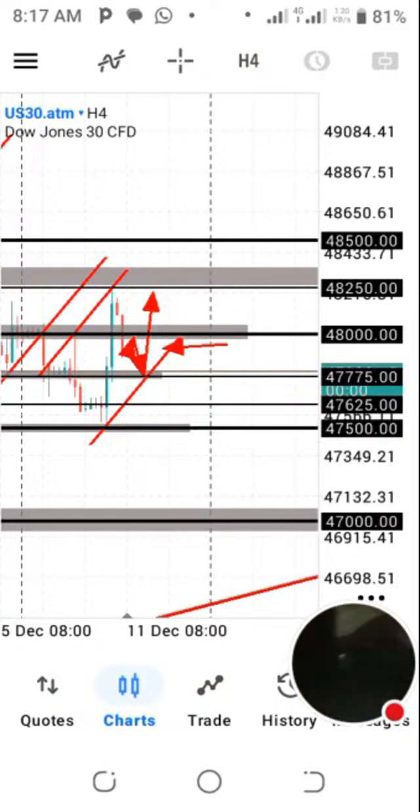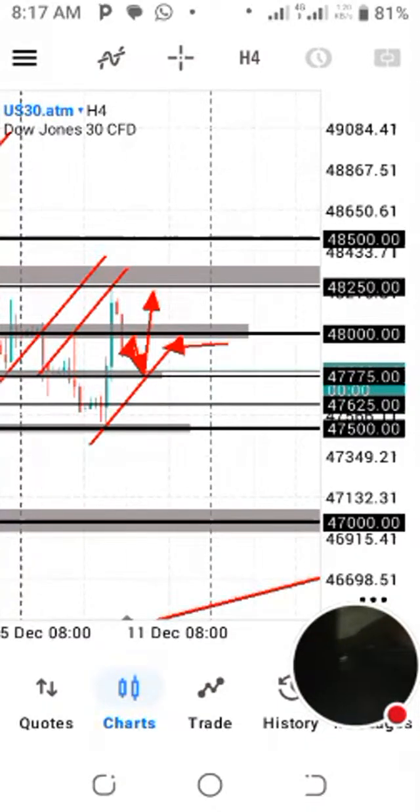So guys, we are looking to buy US 30. Have that at the back of your mind. We are looking to buy US 30. So before that, we are waiting for price to give us a good reason for us to buy.